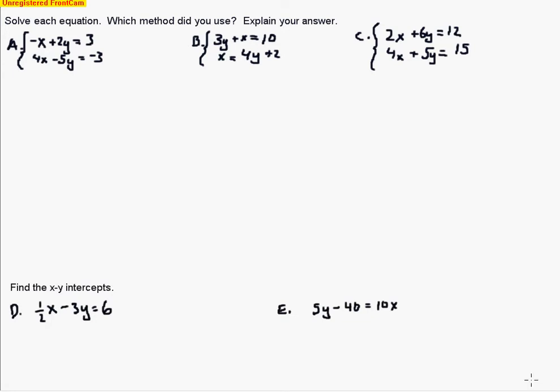Along with that, we have some review problems on finding x and y intercepts, and then part 2 of the lesson will be over a couple of word problems that we'll be able to experience as well.